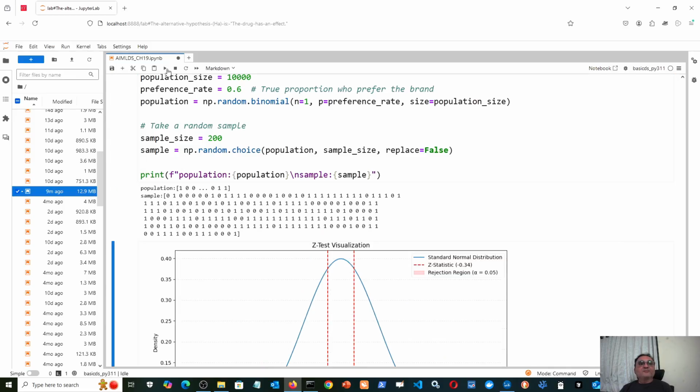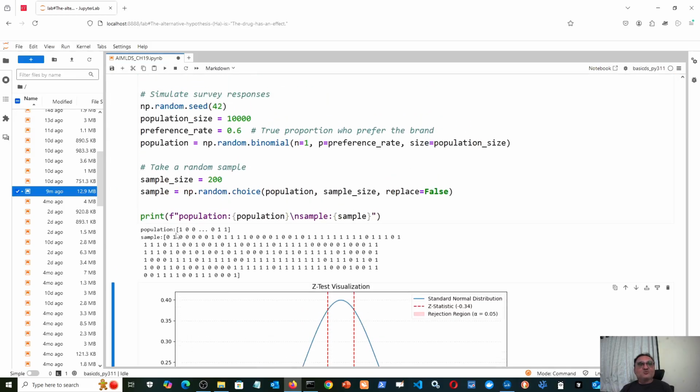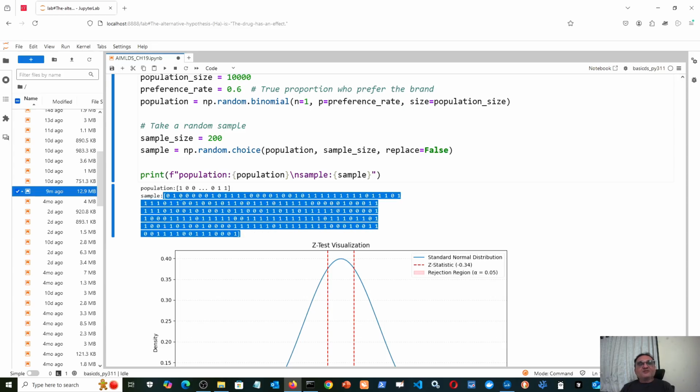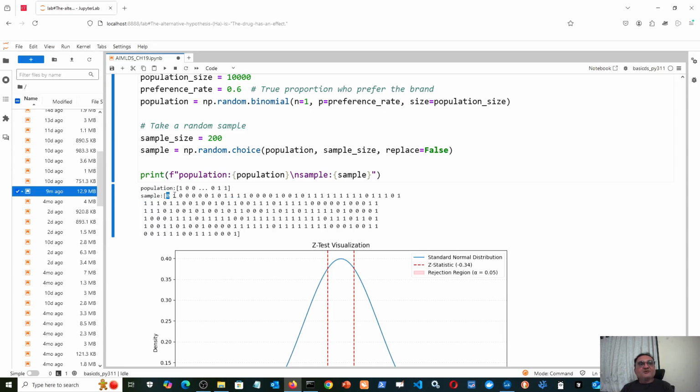Let us print my population and sample. Population has 10,000 entries, so that is why it displays only this much. But 1 and 0, there are a total of 10,000 such observations. And 1 means likes Nescafe, 0 means doesn't like Nescafe. Okay. Now the sample is this one of 200 observations. Each of the observations is printed. So doesn't like Nescafe, 0, likes Nescafe, 1. These are all who do not like Nescafe, 0, while these are all who like Nescafe, 1, and so on.